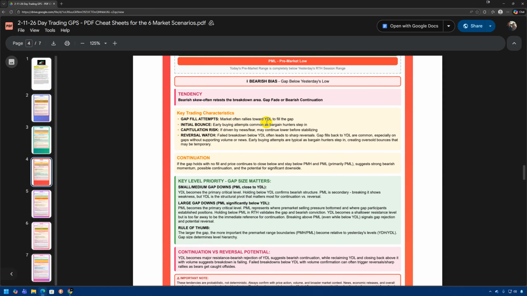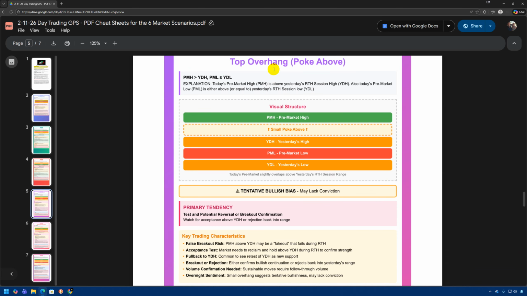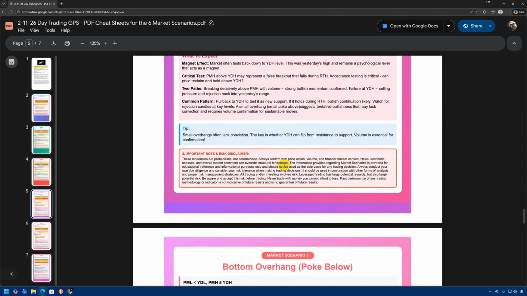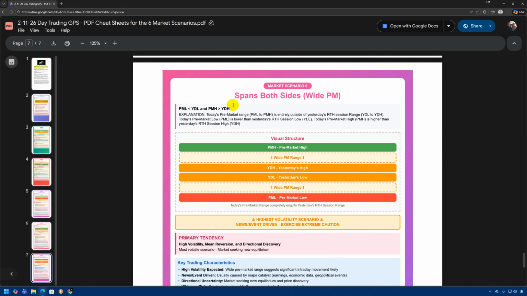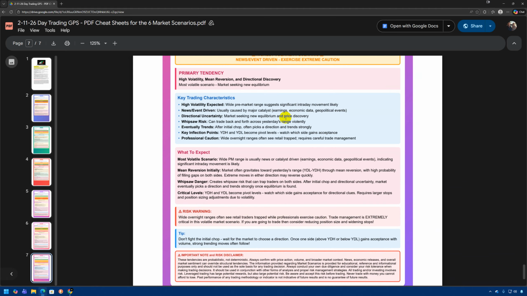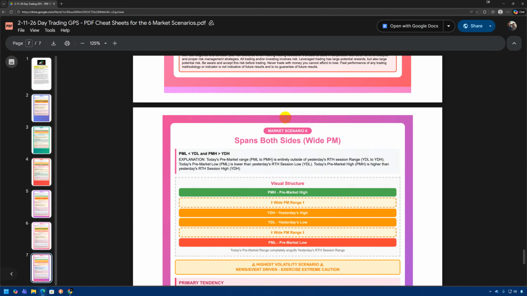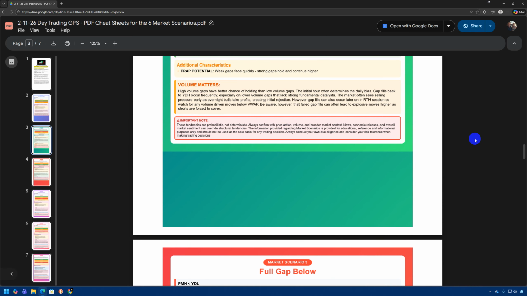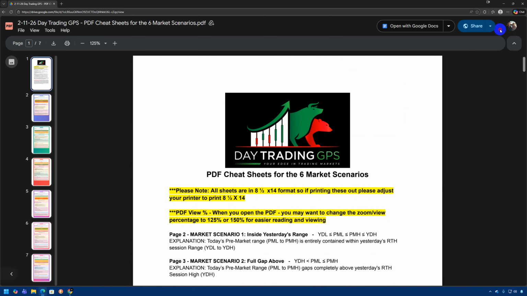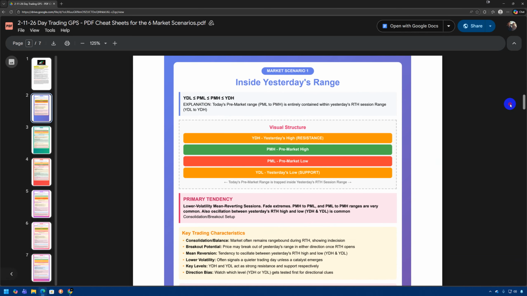Same thing here with this one: full gap below, top overhang poke below, bottom overhang poke below, and finally market scenario 6. Just keep in mind that the market scenarios deal with those 4 levels: PML, PMH, YDH, and YDL.